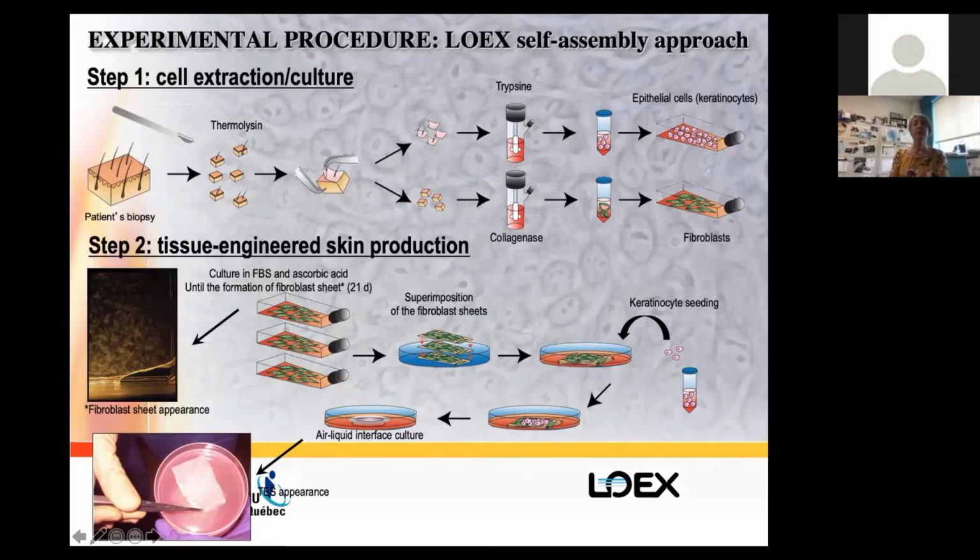Fibroblasts are cultured for 3 weeks with ascorbic acid. This ascorbic acid is a key factor for the production of the extracellular matrix. After 21 days, the matrix is very important, and the fibroblasts can be manipulated. We obtain a fibroblast sheet that can be superimposed to reconstitute a thicker dermis. After that, the keratinocytes are seeded on top of the dermis, and after air-liquid interface culture, we obtain a differentiated epidermis.